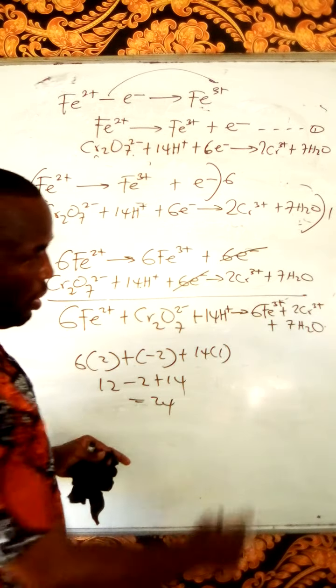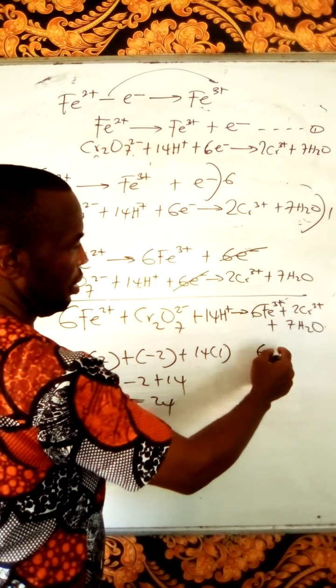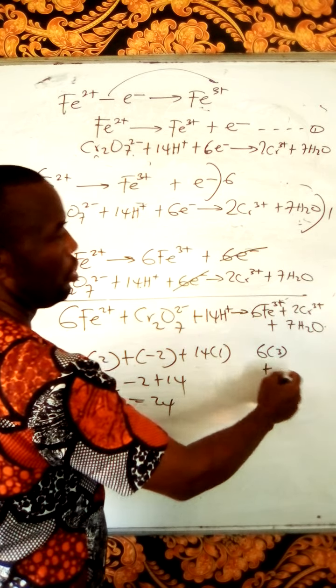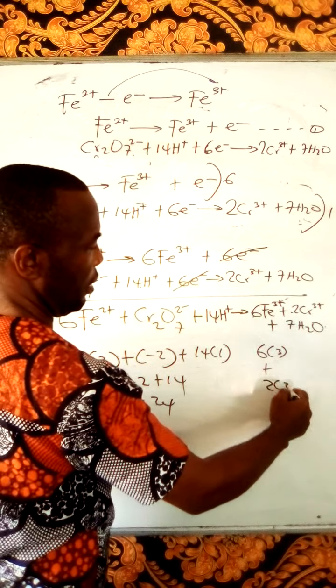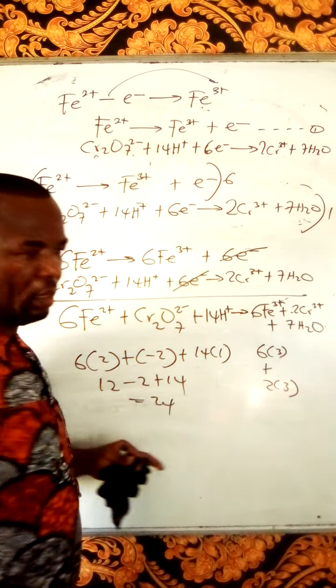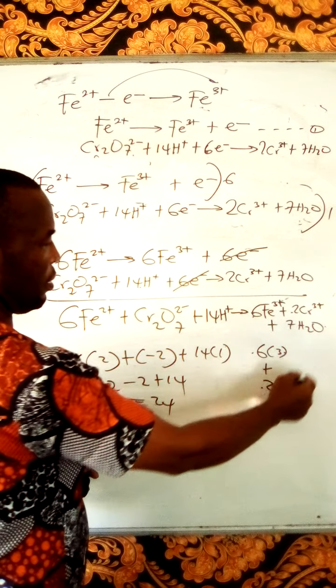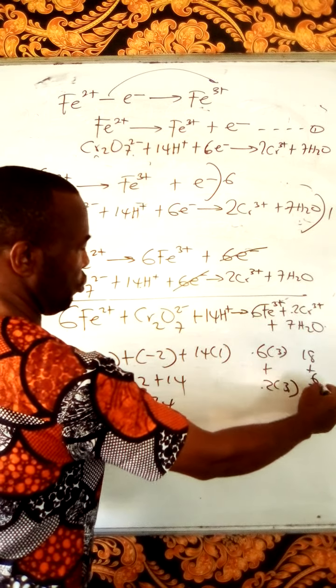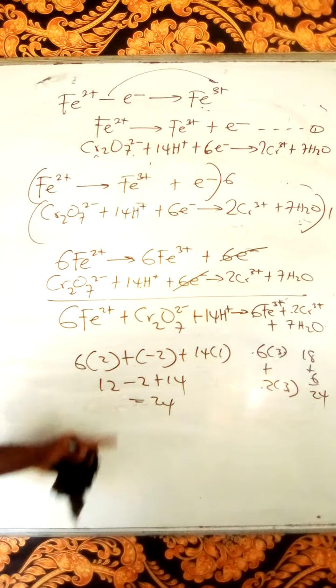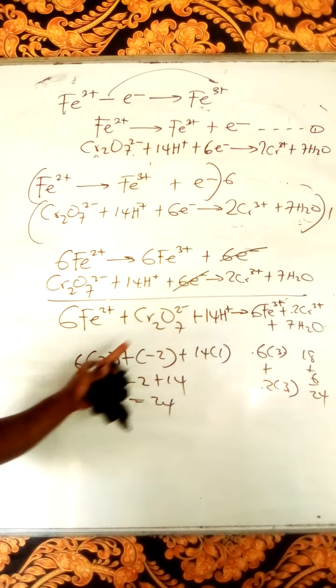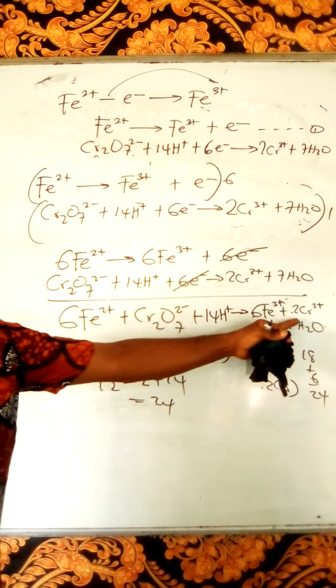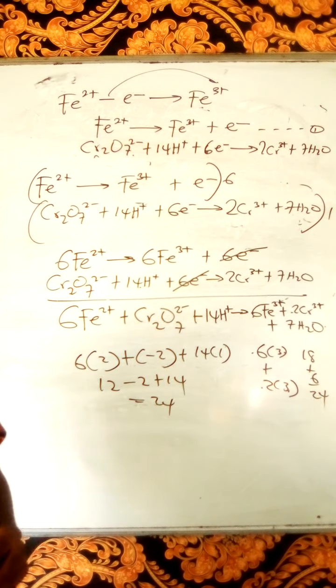Coming on to this side, 6 times 3, plus 2 times 3. There is no charge on water, it's neutral. 6 times 3 is 18, 2 times 3 is 6. 18 plus 6 will give us 24. So we have equal charges on both sides of the equation and an equal number of atoms. So this is the balanced full cell equation.